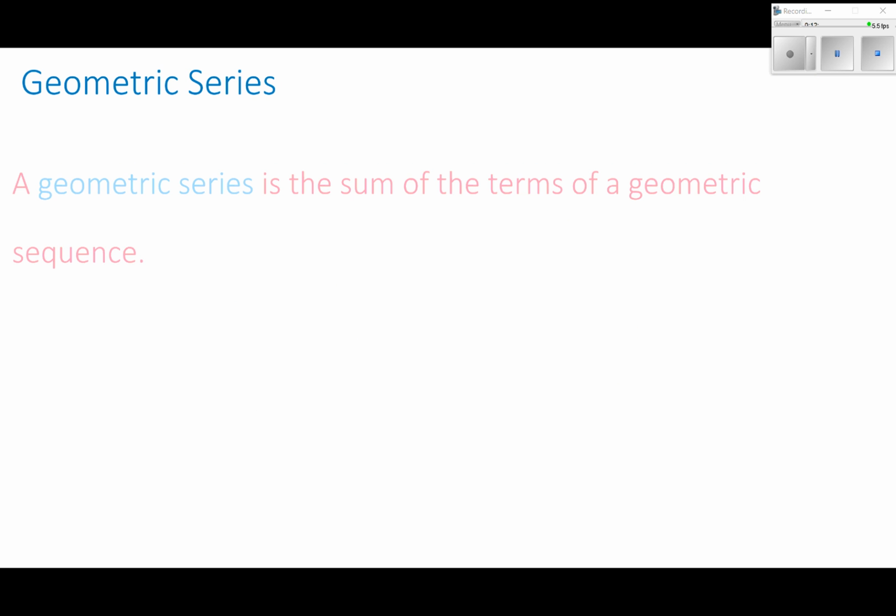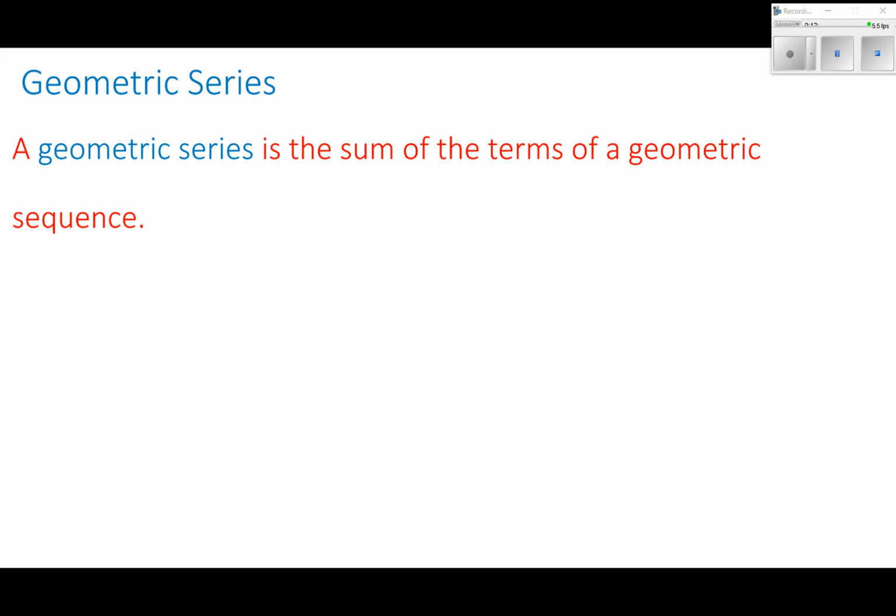Now let's talk about the series. A geometric series is just the sum of the terms of a geometric sequence. We're going to take all of those terms in our sequence, add them up, and that will give us our geometric series. We have a formula for this one. This one's a little more involved. I'm not going through the proof on this one. I'll just give you the formula.